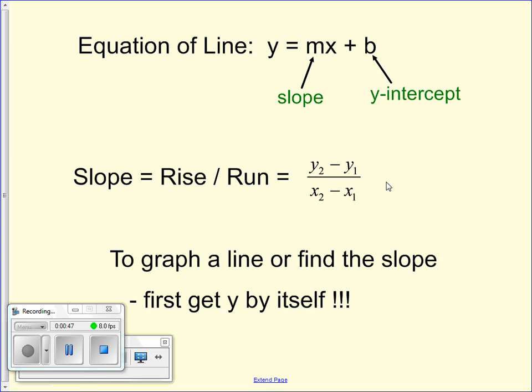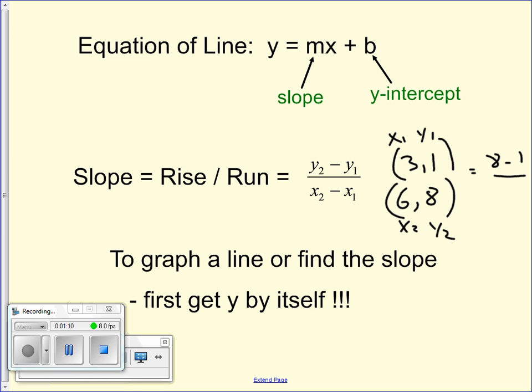So if I give you 2 points, for example, 3, 1 and 6, 8, and I wanted the slope of the line between those 2 points, well, call that x1, y1, x2, y2, and substituting to get your slope. 8 minus 1 over, subtract the x's, 6 minus 3, and you get, simplifies to 7 over 3. So that's how I would use the slope formula to find the slope between 2 points.